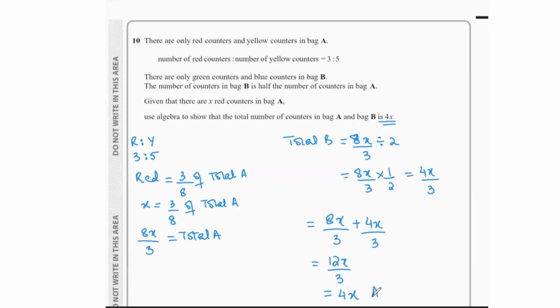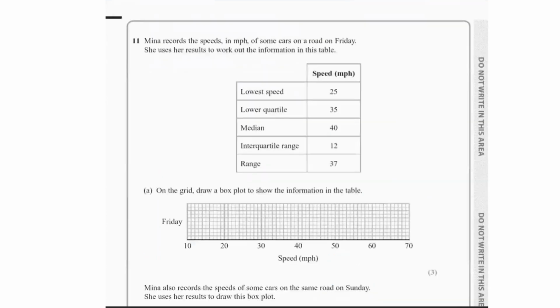So that's your answer. Question 11 says, Mira records the speeds in miles per hour of some cars on a road on Friday. She uses her results to work out information in this table. So what we have is the lowest speed, the lower quartile, median, interquartile range, and the range.